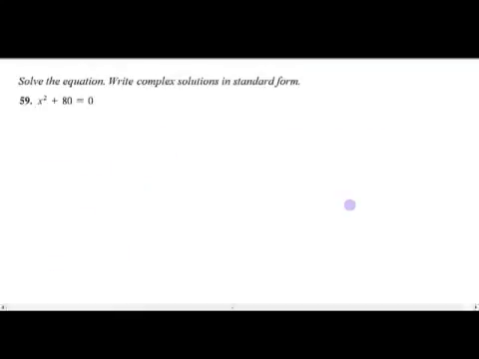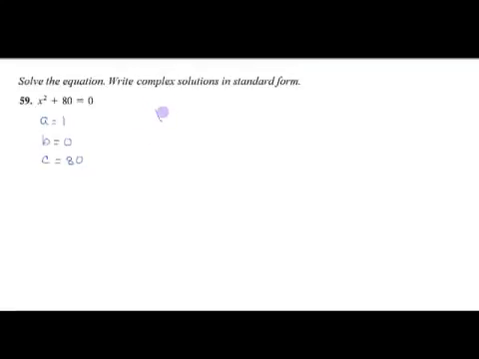Solve the equation, write complex solutions in standard form. Here we could use just the square root property in order to solve, but let's practice using the quadratic formula. So on this one we have an a value of 1, a b value of 0 because we have no plain x term, and a c value of 80.